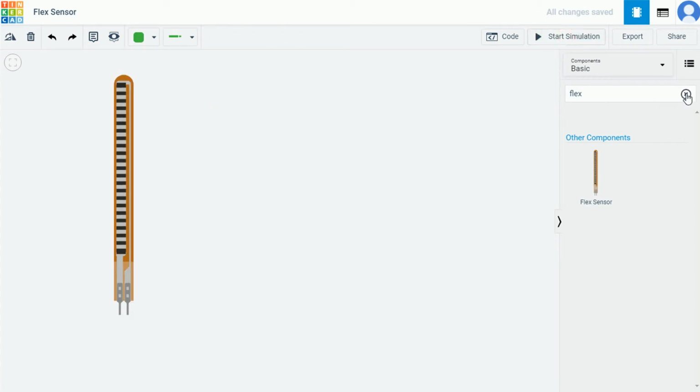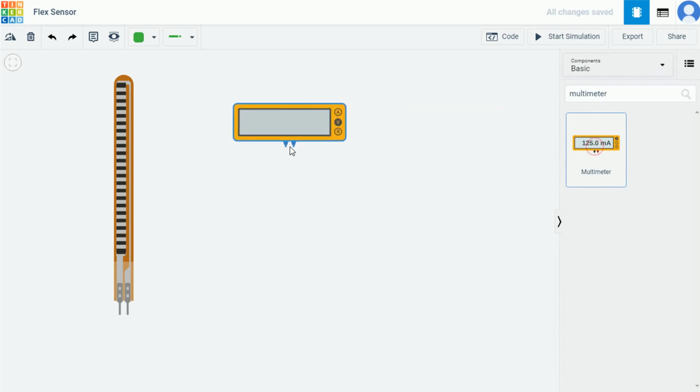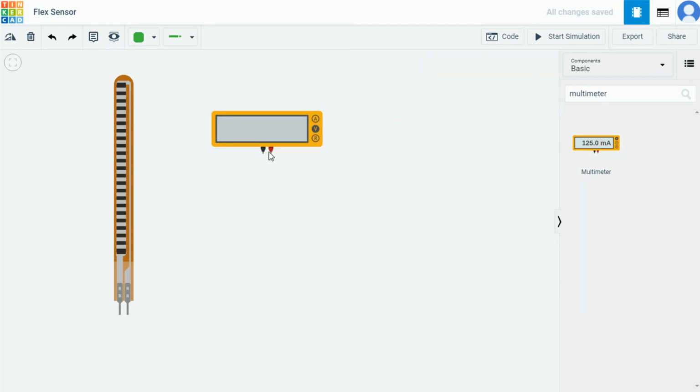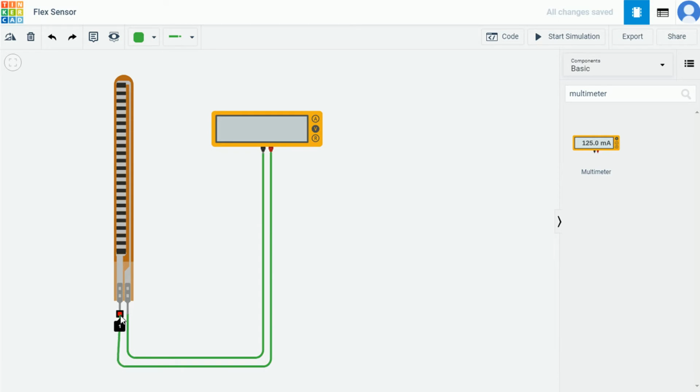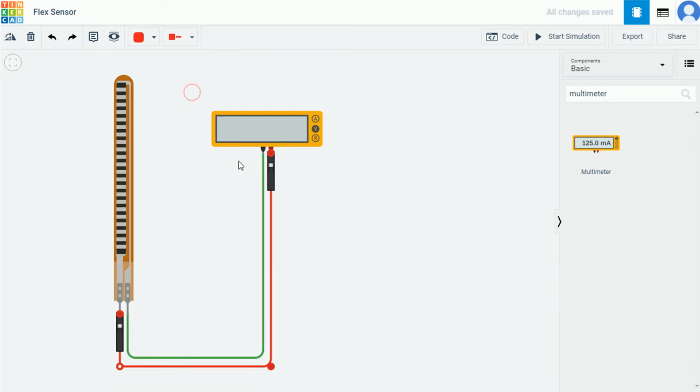It is a variable resistor. So, we need to know its maximum and minimum resistance. So we will grab a multimeter. Let's connect it with sensor. Black wire for negative terminal. Red for positive terminal.